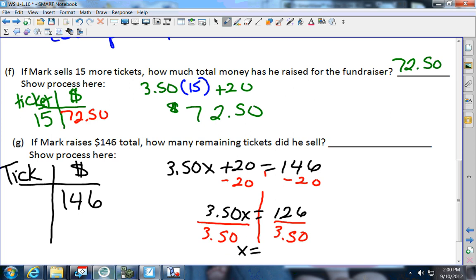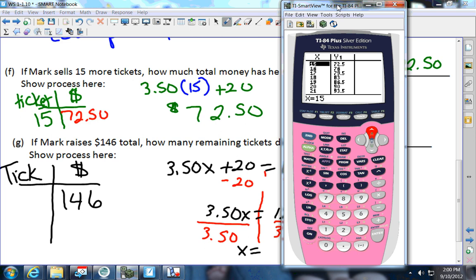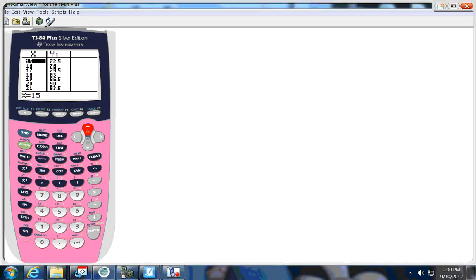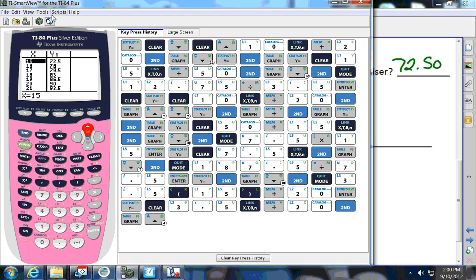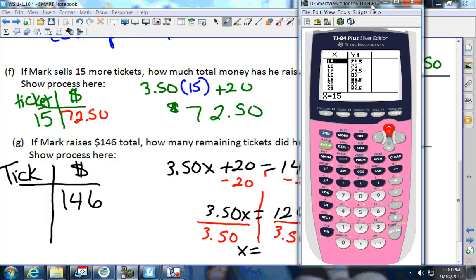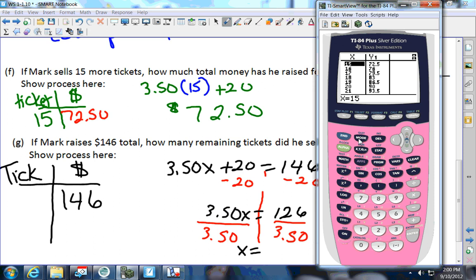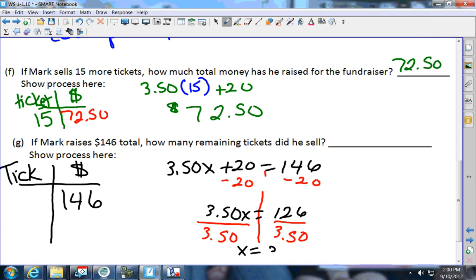So let's see. Second, quit. Let's clear that out. Let's do 126 divided by 350. Enter, which is 36. Okay, so it would be 36 tickets.